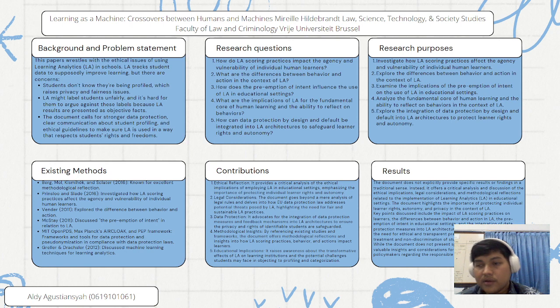The document also emphasizes the need for ethical and transparent practice in using LA to ensure fair treatment and non-discrimination of students. While the document does not present specific empirical result, it offers valuable insight and consideration for researchers, educators, and policymakers regarding the responsible and ethical use of LA in education.